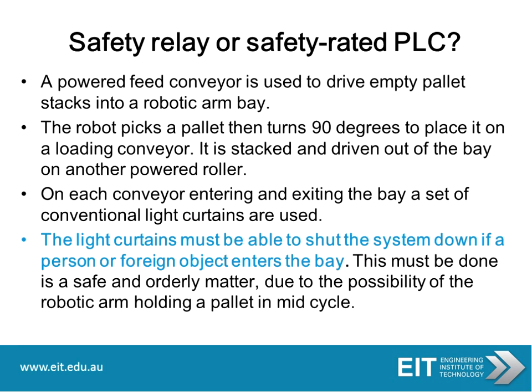Now, if we have a powered feed conveyor which is used to drive empty pallet stacks into a robotic arm bay, the robot picks up a pallet and turns it 90 degrees to place it on a loading conveyor. It's then stacked and driven out of the bay on another powered roller. On each conveyor entering and exiting the bay, a set of conventional light curtains is used. These light curtains must be able to shut the system down if a person or foreign object enters the bay, and it must be done in a safe and orderly manner due to the possibility of the robotic arm holding a pallet in mid-cycle.